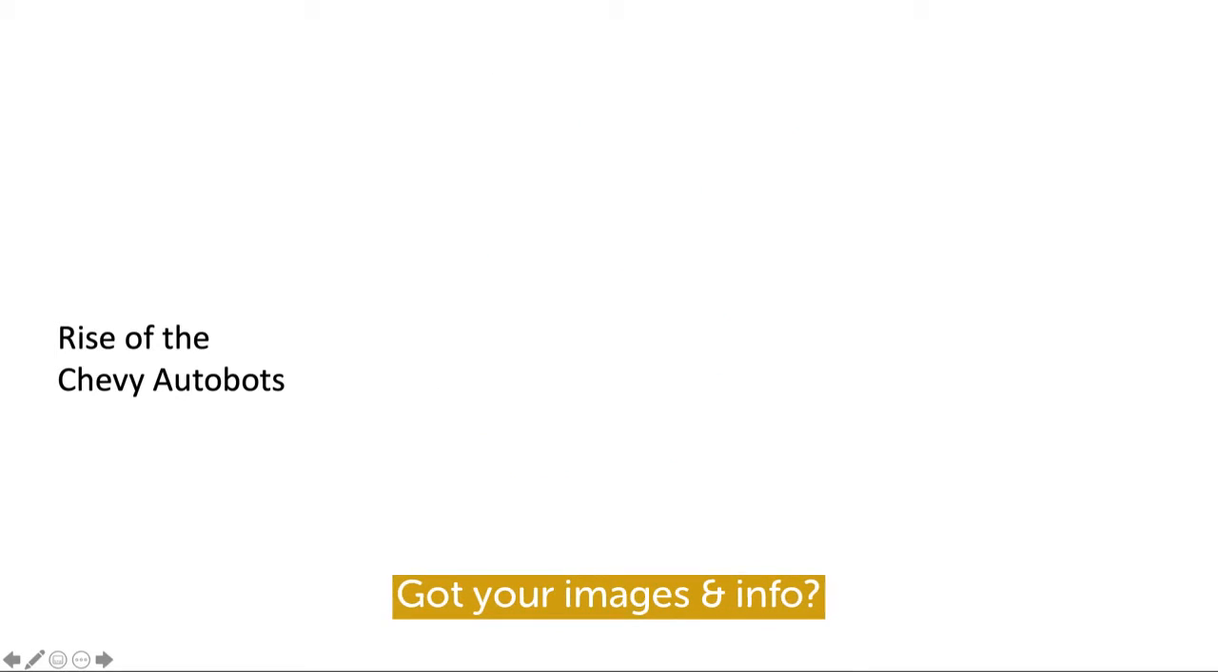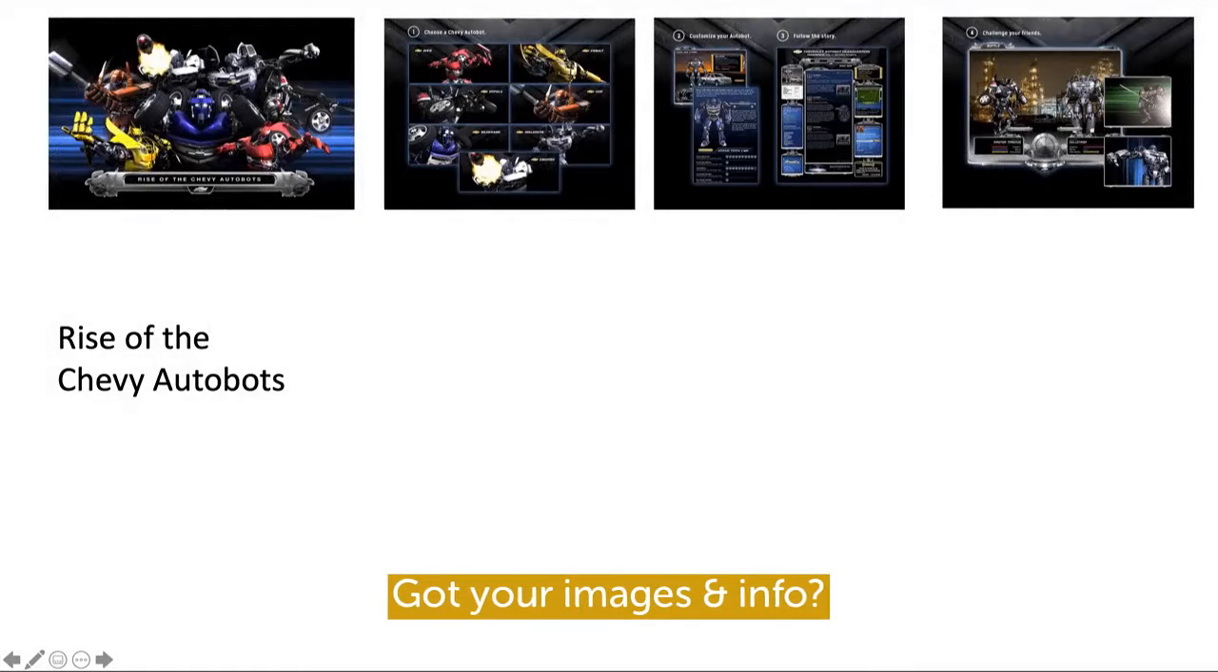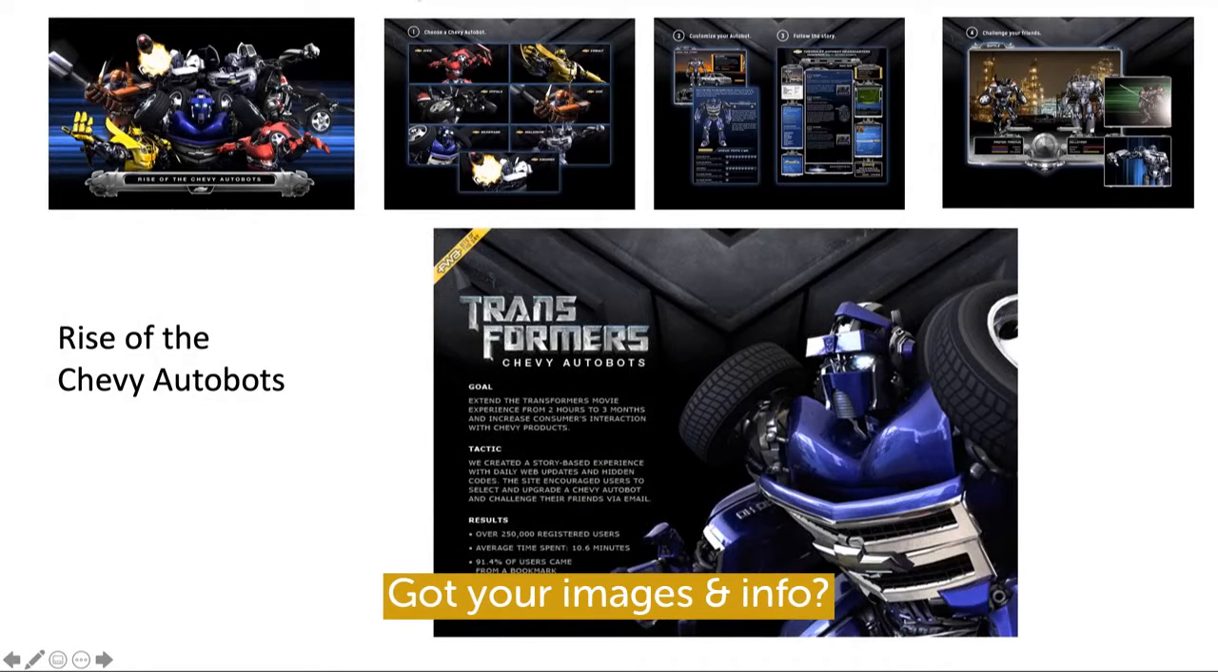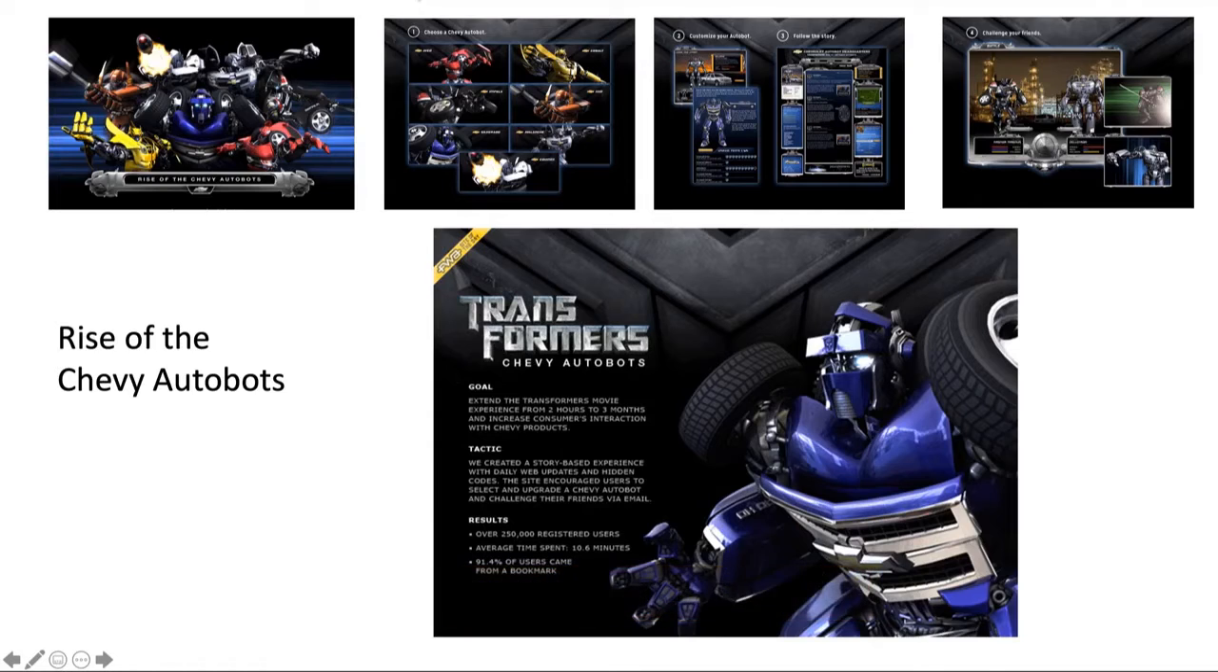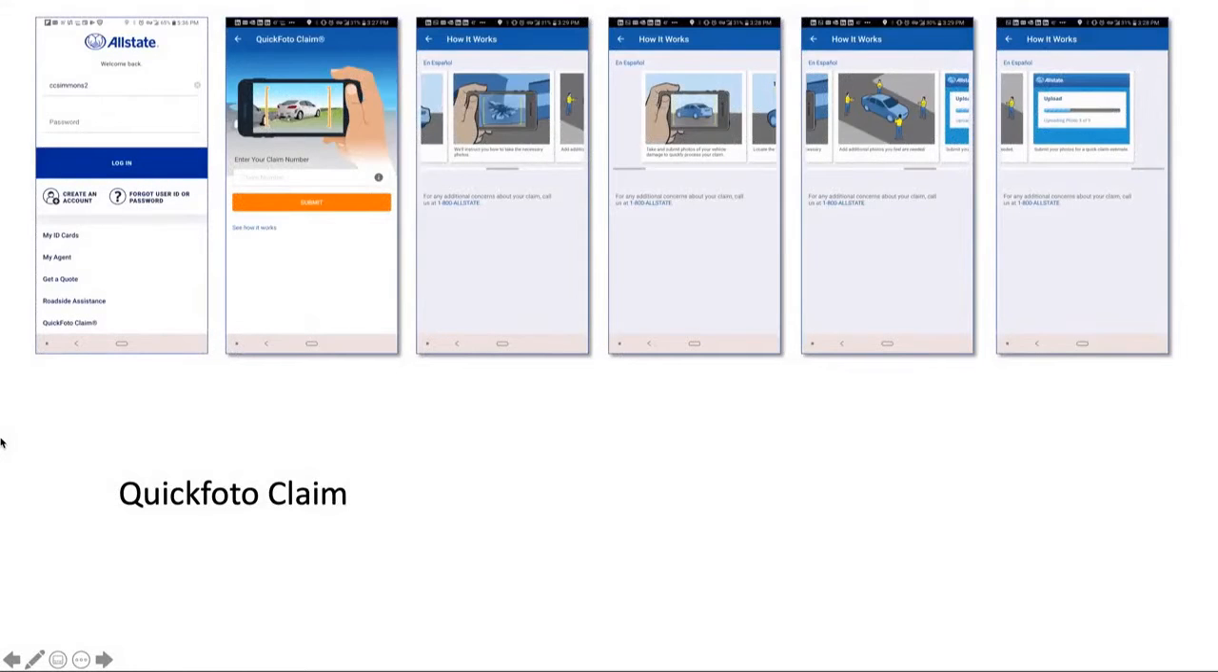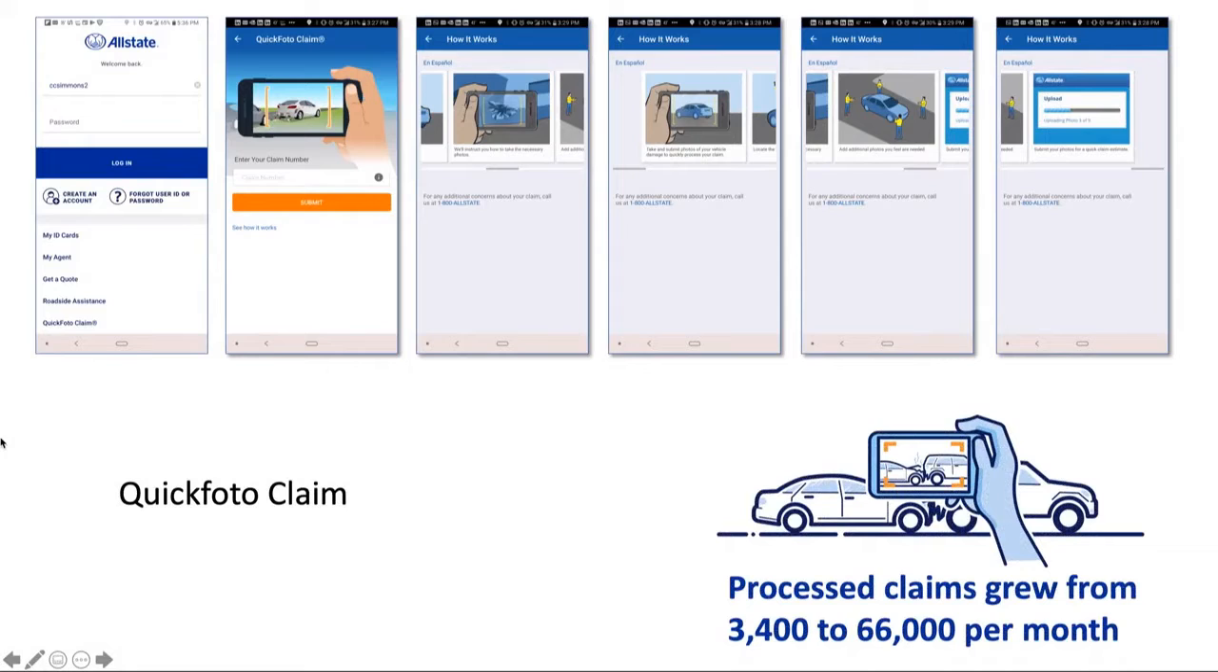Now, you had a homework assignment to get images and info of a project that you're making a case study of. Here's my first one, Rise of the Chevy Autobots. It's not a UX job, but it's a digital job where I create an interface that shows an understanding of UX design. My next example is an actual UX project. One of the earlier projects I did when I first started working at Allstate for a quick photo claim.